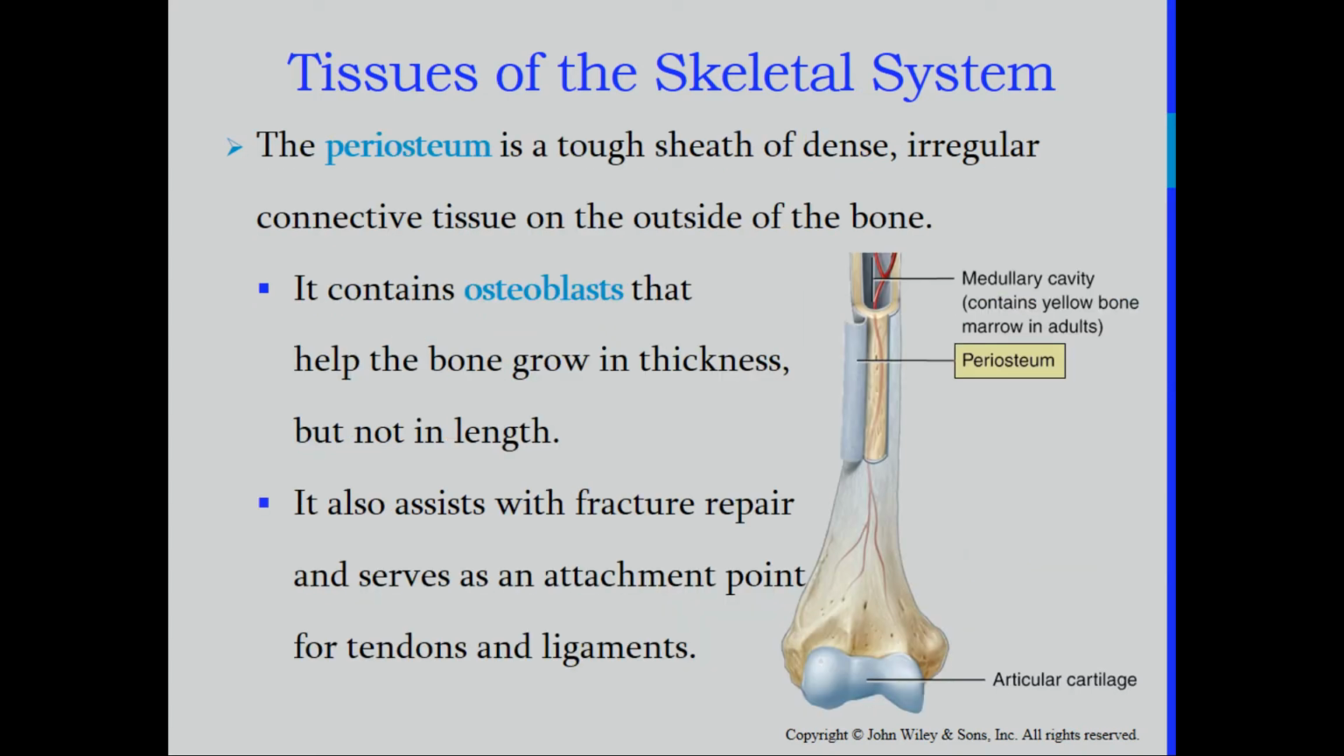The periosteum is a tough sheath of dense, irregular connective tissue on the outside of the bone. It covers and protects the bone. It will contain osteoblasts. These are very particular cells that lay down new bone material. So if you ever are injured or there is stress or trauma to the bone, it will respond by making that area of the bone stronger and thicker. And the osteoblasts are what do that.